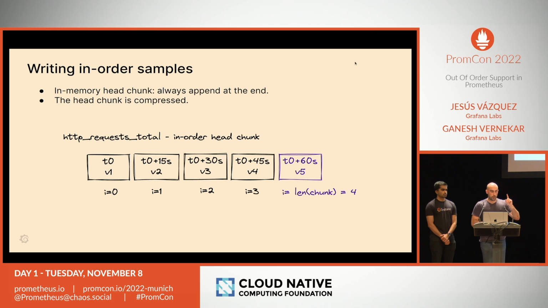And one thing important is we like to keep the samples ordered by timestamp for querying, because we also want to provide fast reads. We want samples to be ordered, and that way we can then go through them faster.